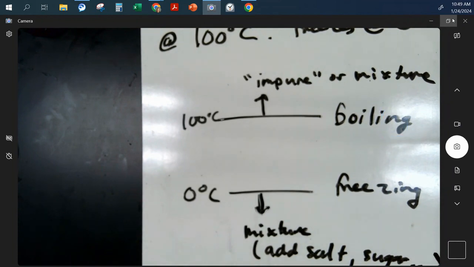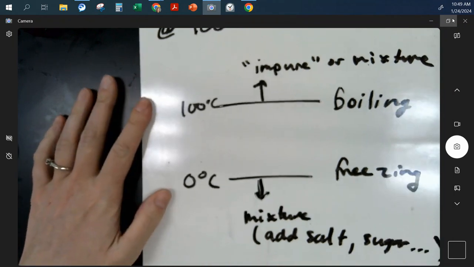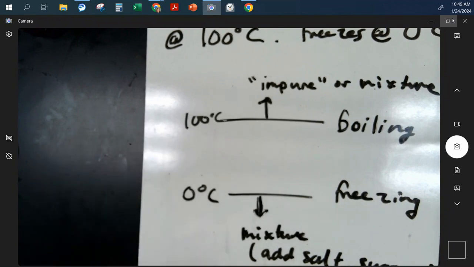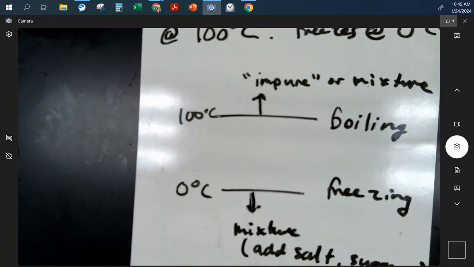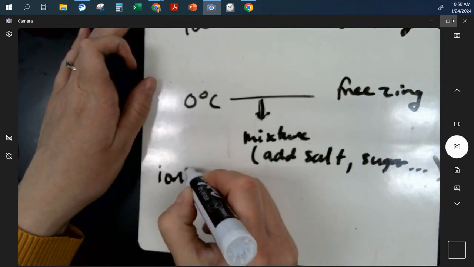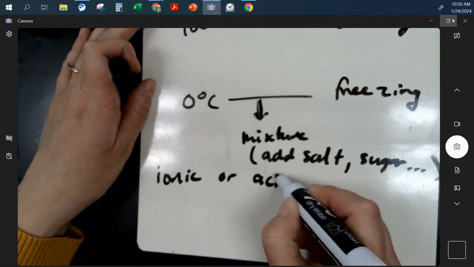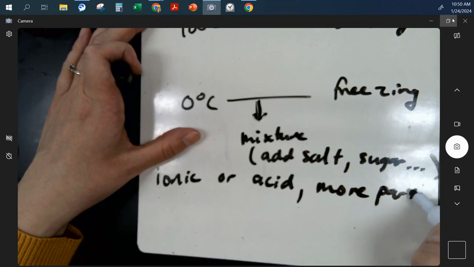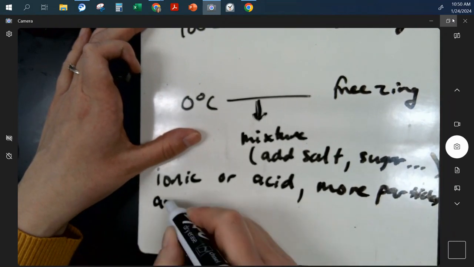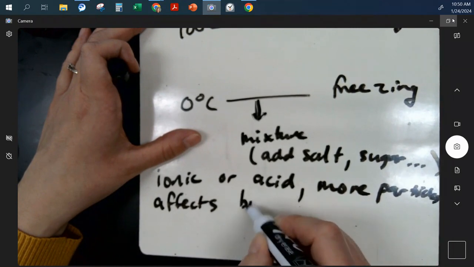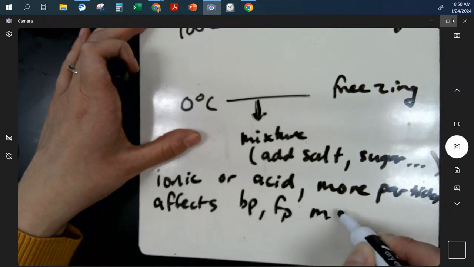Okay, so this is where we have to recognize an acid. How this affects it, we have to predict based on mass and number of particles. So if it's ionic or an acid, then more particles affect the temperature more, the boiling point or the freezing point more.